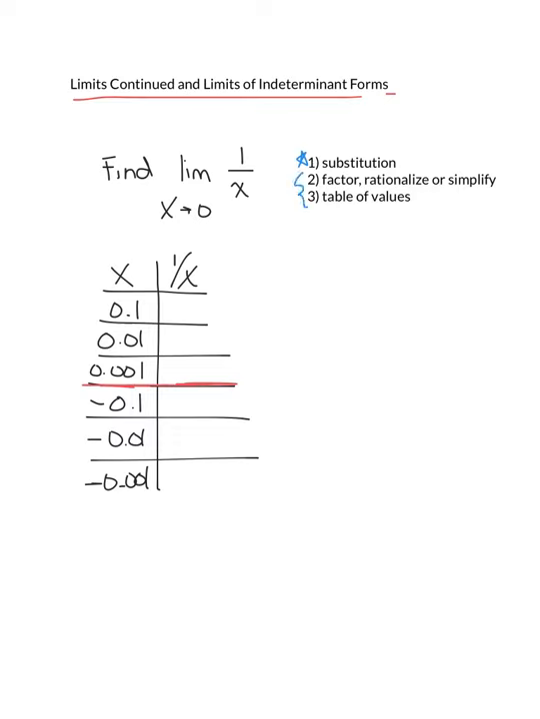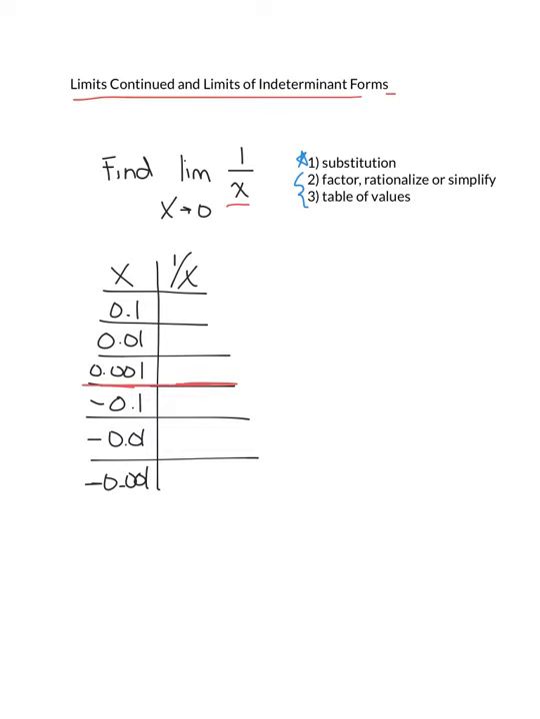I'm going to start with the third type right now, so a table of values. So what you're going to see here is if I plug in 0 right into this limit, that's impossible. I'll get an error. We know that we can't divide anything by 0. So I'm not able to substitute just like I was yesterday.